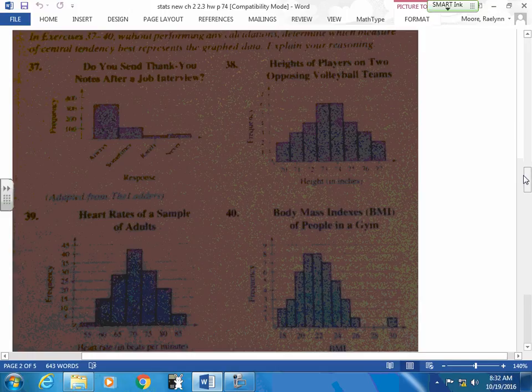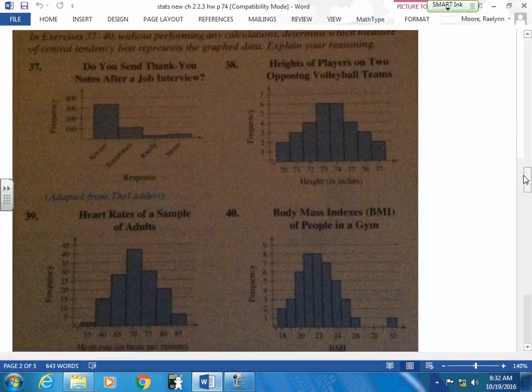Okay, I hope you can read this. What were they asking here? Determine which is the best measure of central tendency. So if you come here and you look at the first graph, what would you say? The mode. I have no other way to find a mean or a median, right?